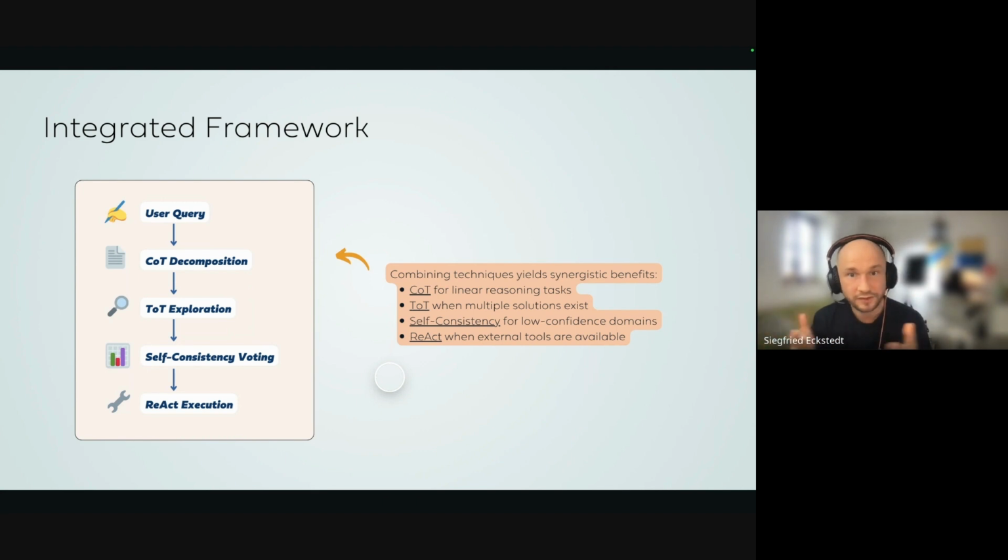chains of thought. And then with self-consistency and confidence voting, you can select the one that you want to trust best. And self-consistency is probably for when you are in a domain of low confidence where you want to have that, and then use ReAct on top of it when external tools are available.